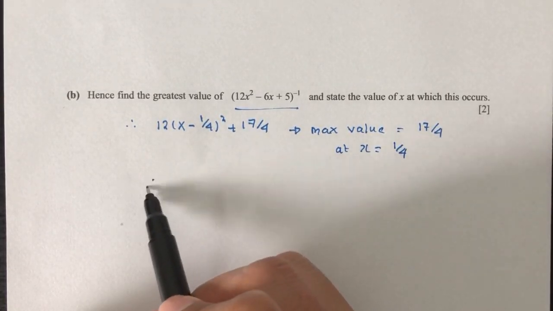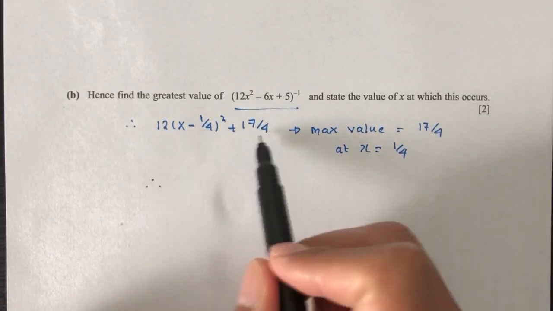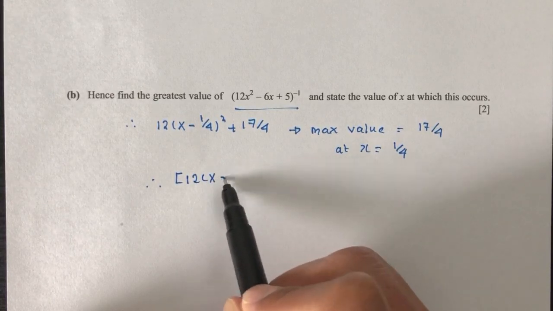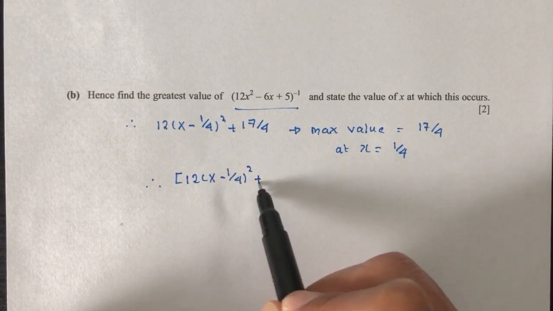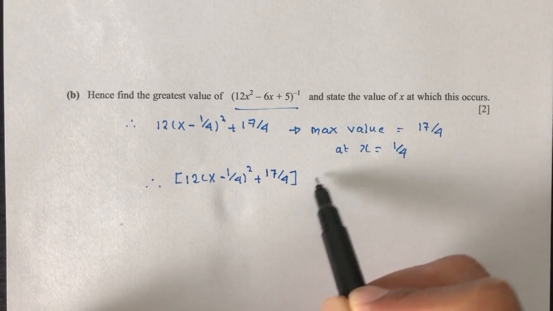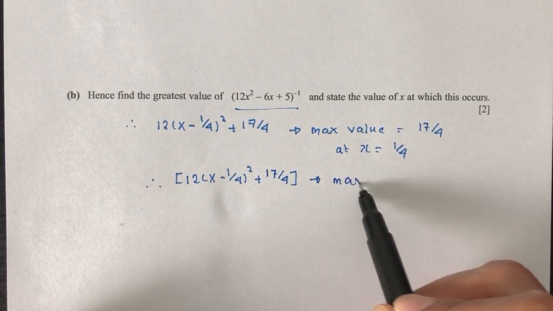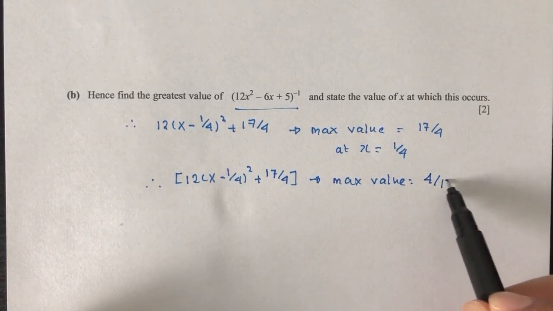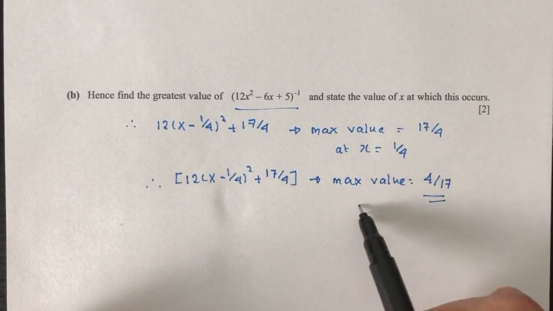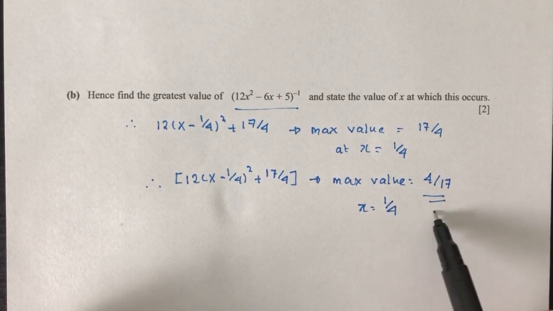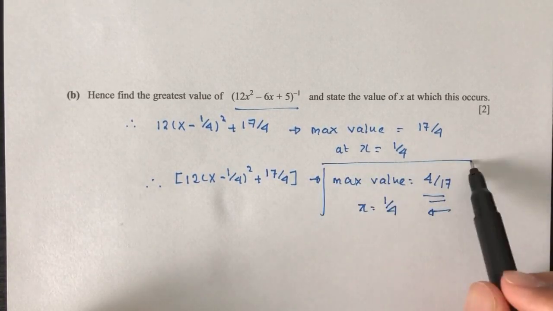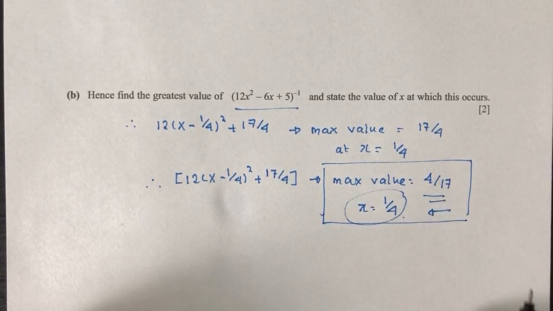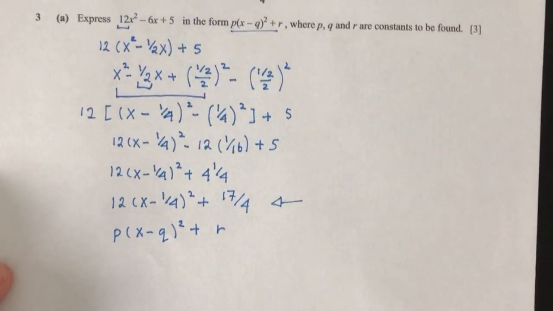Similarly, for the inverse of this function, the max value will become, we have to flip it for the inverse value, and the value of x will be the same. So this is your answer here. The max value will be 4 over 17, and the value of x will be this much. So that will be question number 3.